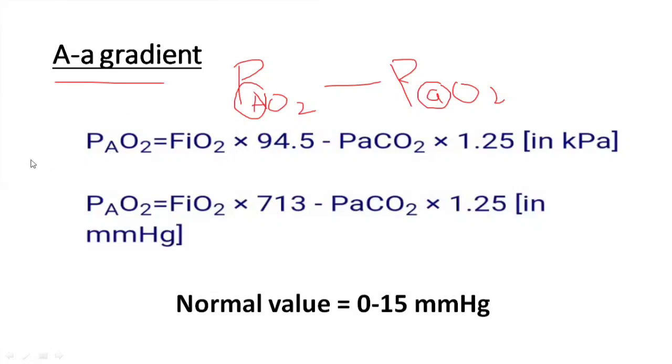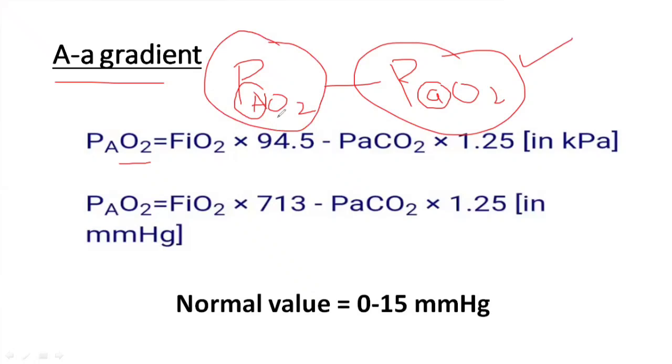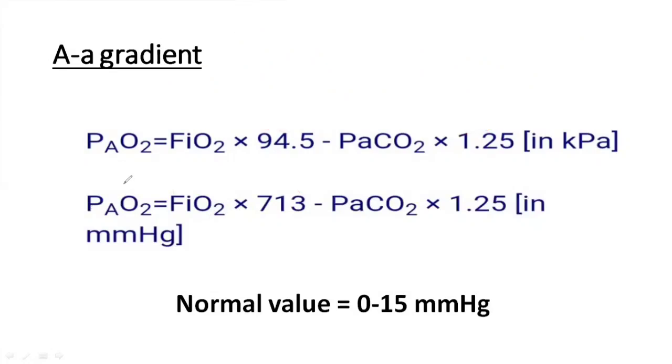Now, this is the formula for calculating the alveolar PAO2. We can get the arterial value from ABGs, but how can we get the alveolar component? So this is the formula to calculate PAO2. When you get PAO2, you subtract the small a PaO2 from it, and then you will get the value of the AA gradient.